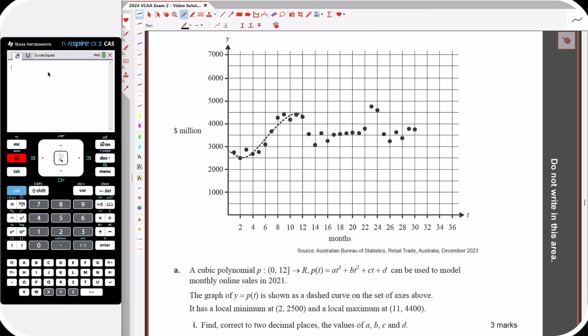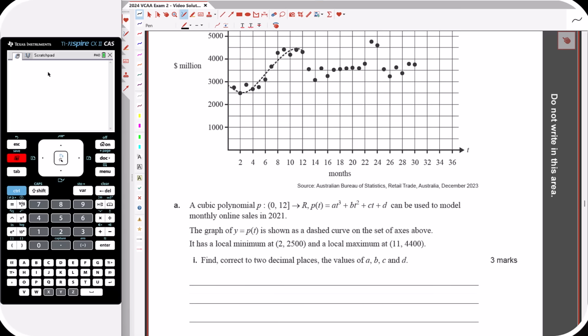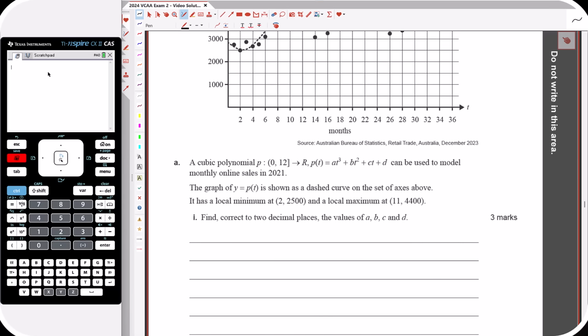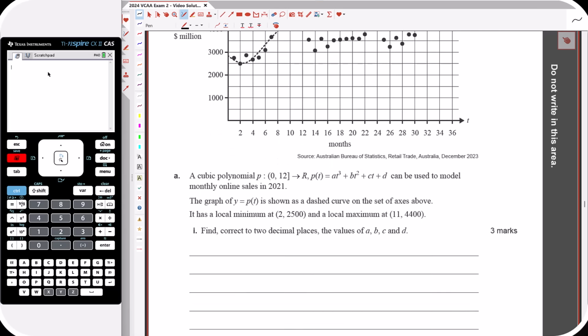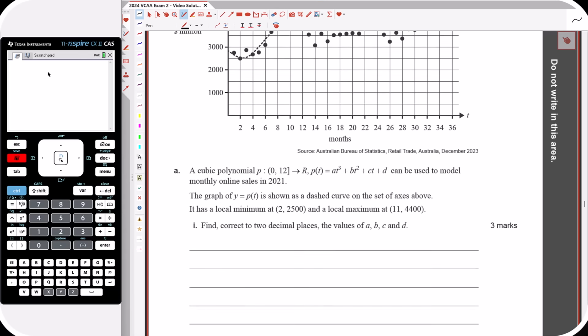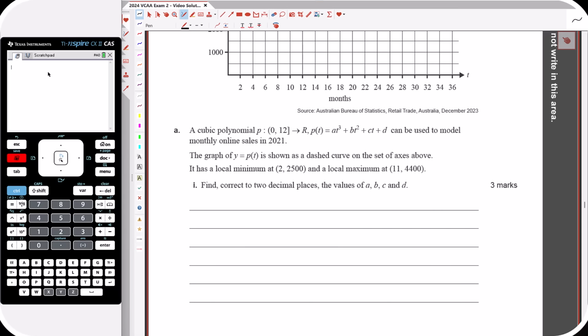Okay, so a cubic polynomial, p, domain 0 to 12, not inclusive of 0, the most general possible cubic, can be used to model the monthly online sales in 2021. The graph of y equals p of t is shown as a dashed curve on the set of axes above. It has a local minimum at (2, 2500) and a local maximum at (11, 4400). Find, correct to 2 decimal places, the values for a, b, c, and d. Okay, so this is a pretty routine question, sort of a year 10 or 11 question.